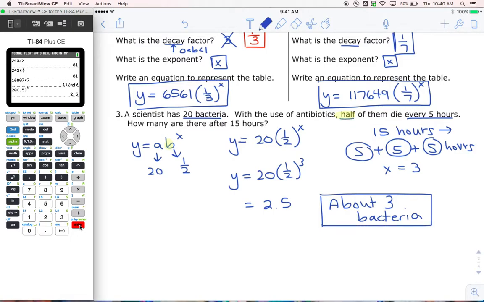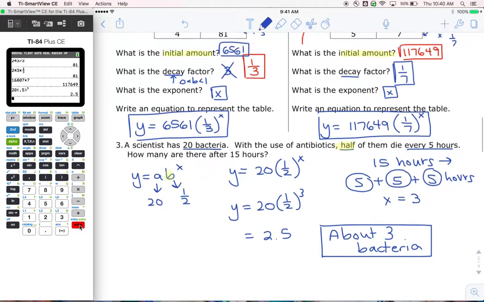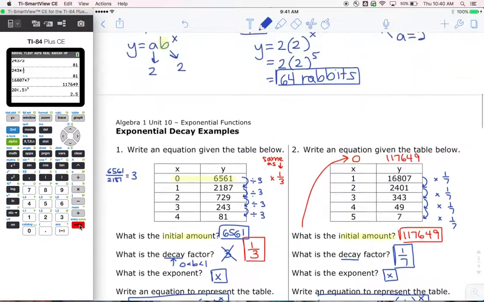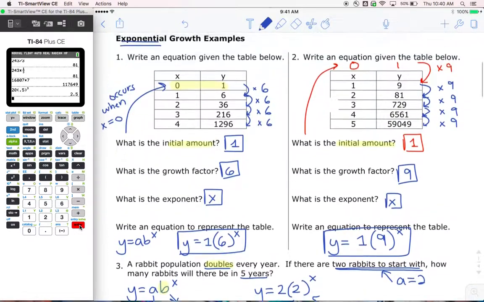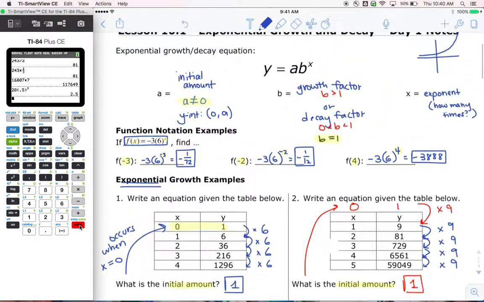All right, that's your brief overview on exponential growth and decay. Just remember, for growth, the factor b is greater than 1. For decay, you need to have a fraction in there, a number between 0 and 1.